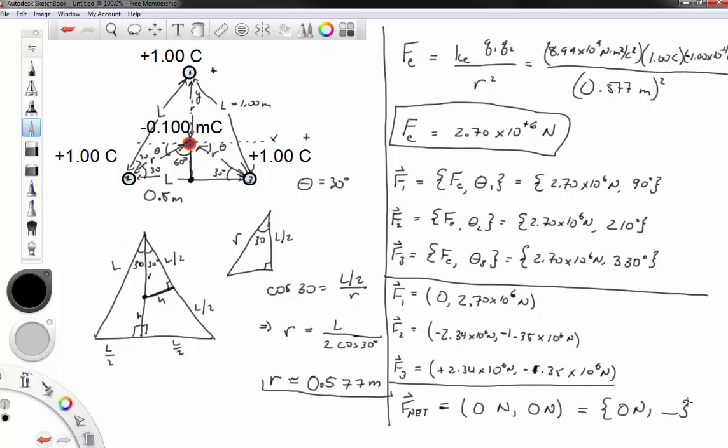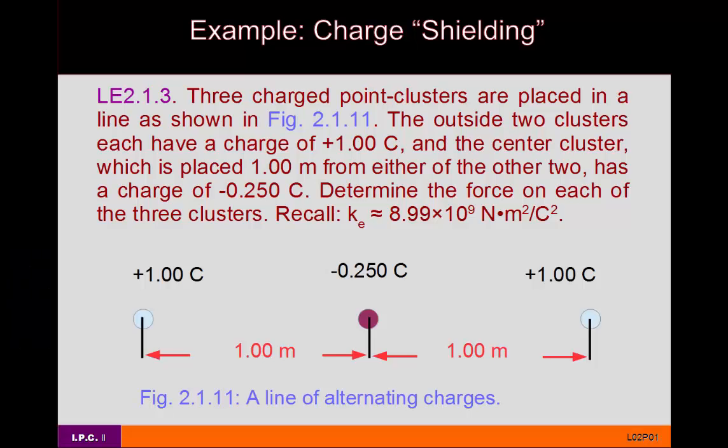So that is the net force that acts upon this test charge when we have an even distribution of charges around it. And that's something that's important. We'll look at it a little more when talking about conductors and again about Gauss's law. All right, so let's go ahead and look at one more example.